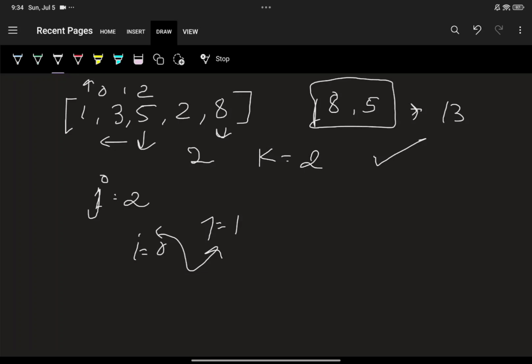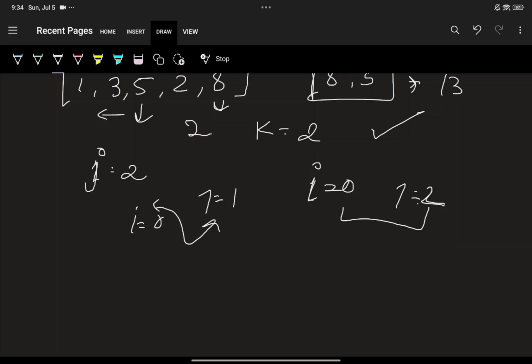Now for this j, i equals 0 and j equals 2 form the valid pair. So for this valid pair, I have to take 1 and 5. Now if I take i equals 1 and j equals 2, that is wrong, because their difference is also not equal to k. So I'll take the difference as equal to 2.